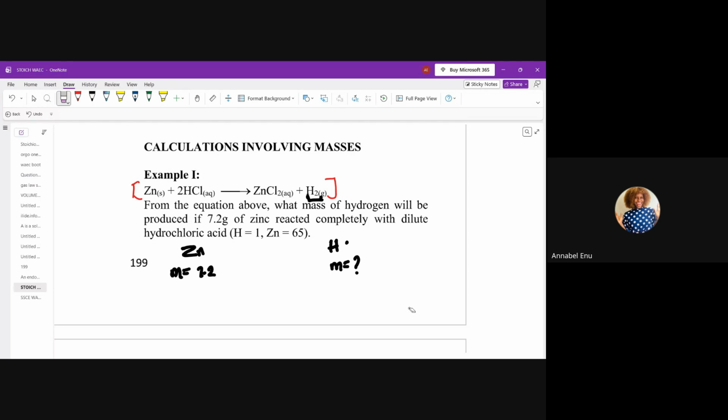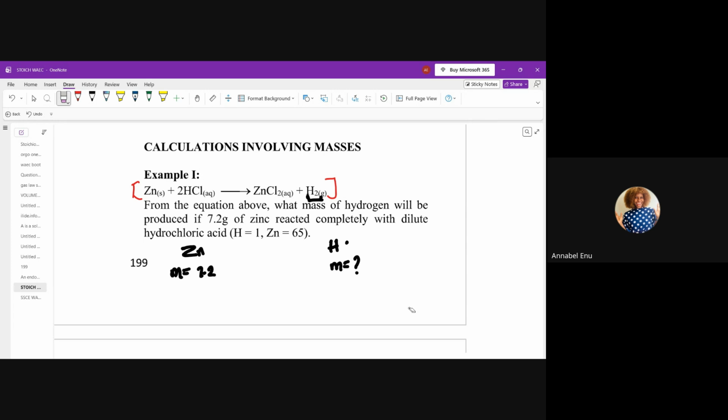But zinc is more reactive than hydrogen. Why? Because it is higher up in the electropositive series compared to hydrogen, which is beneath. So what will happen is that in a reaction where we see zinc and hydrogen bonded with some other thing, zinc will kick out hydrogen and bond with that thing hydrogen was bonded with. In this case, it is chlorine.